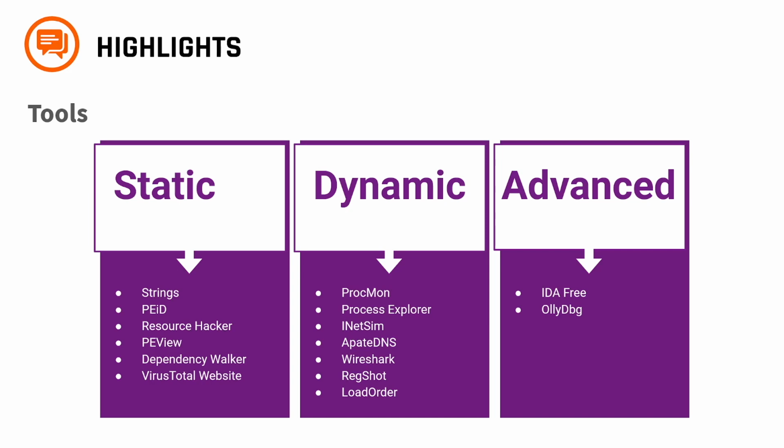Tools like INetSim, Apate DNS, and Wireshark allowed us to direct and sniff network traffic that the malware might make so that we could see how it was trying to interact with its command and control server. And then a tool like IDA-Free allowed us to disassemble and reverse engineer the actual code of the malware itself so that we could gain that greater understanding of what the malware was trying to do.